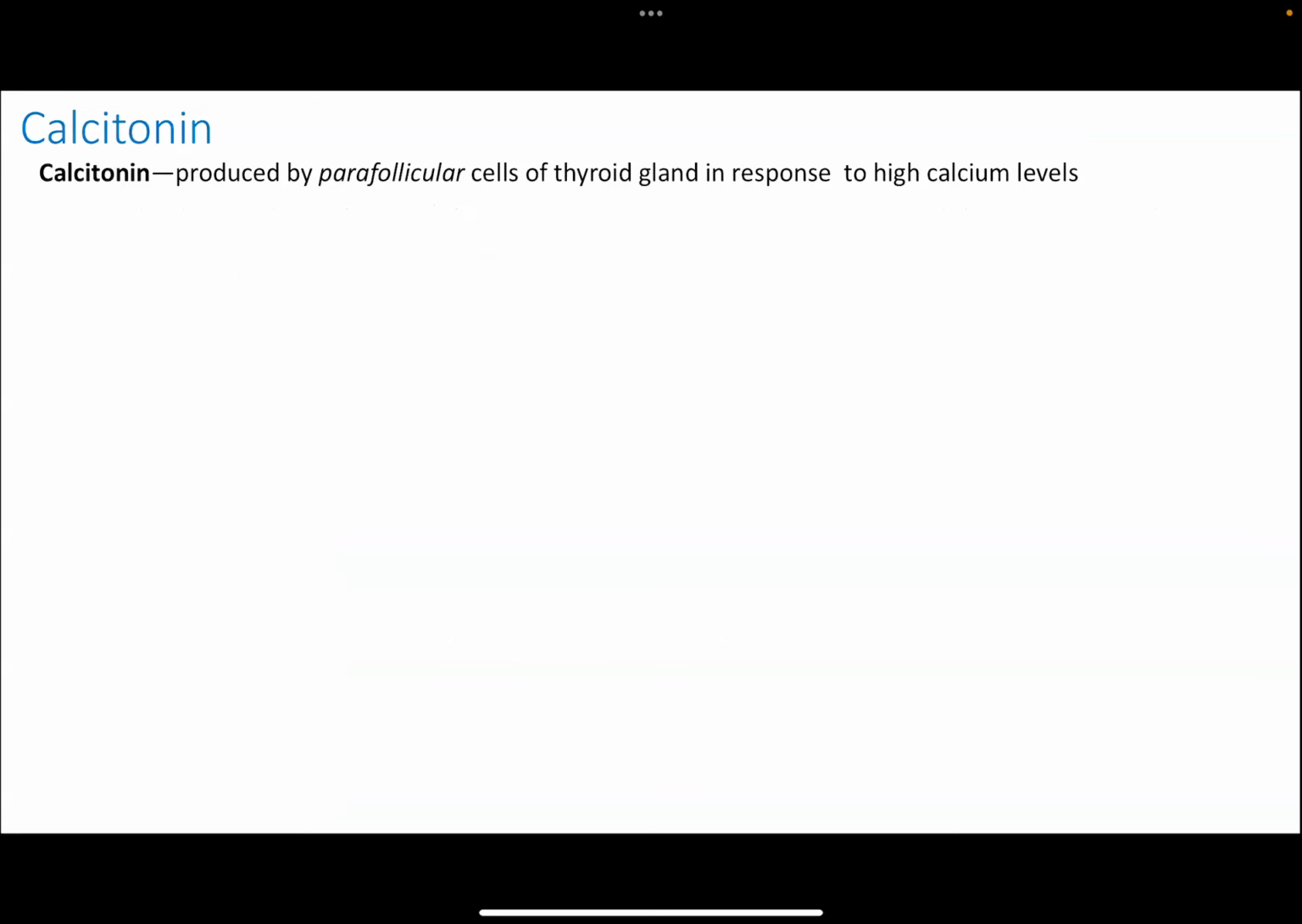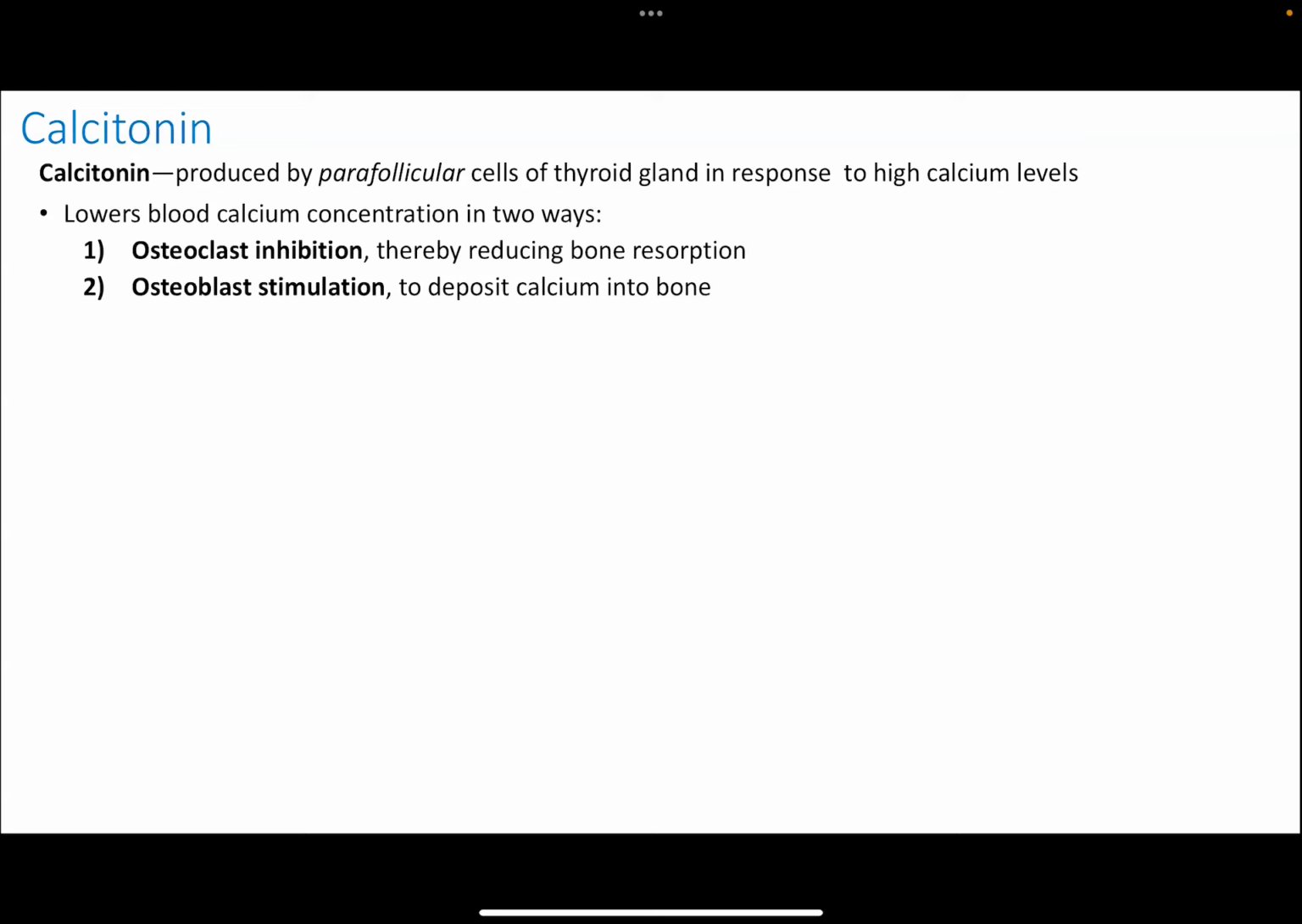Calcitonin is another hormone involved in calcium homeostasis. Calcitonin is produced by a particular set of cells called the parafollicular cells. These cells are found in the thyroid gland, and when there are high levels of calcium in your blood, then the parafollicular cells will produce and secrete calcitonin. What calcitonin then will do is lower blood calcium levels, and it does this in 2 ways. It can inhibit osteoclasts, basically saying, hey, stop breaking down bone. We don't need those minerals released into the blood.